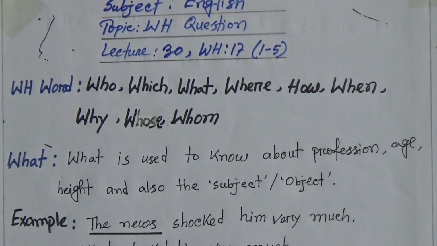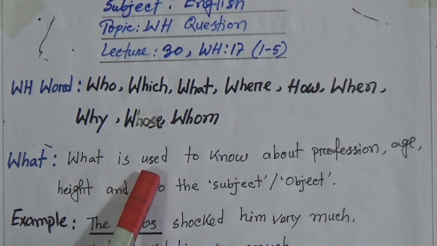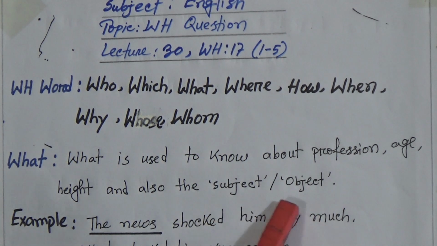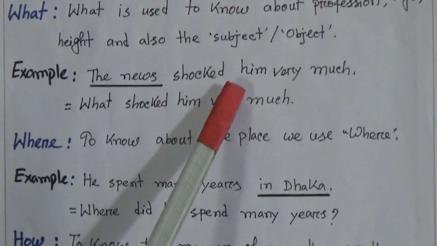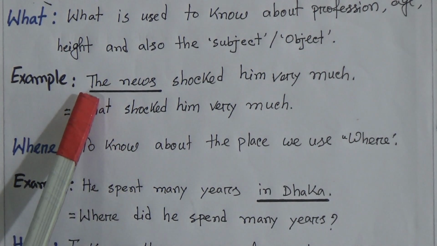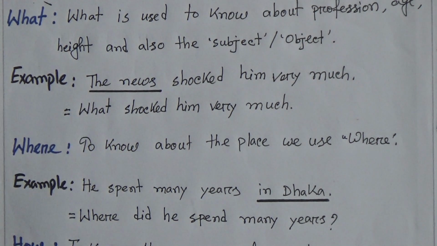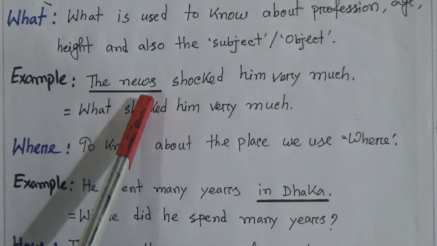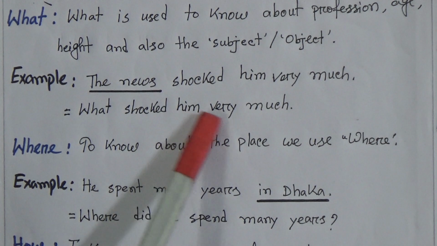Now we will learn the use of the words one by one. Number 1 is what. What is used to know about profession, age, height and also the subject or object. For example, the news shocked him very much. Here, dear students, in your question, the sentence will be underlined, and the underlined part will indicate what kind of WH word you will use to make the question. Here, the news is the subject of the sentence, and for this reason, we will take what. What shocked him very much?